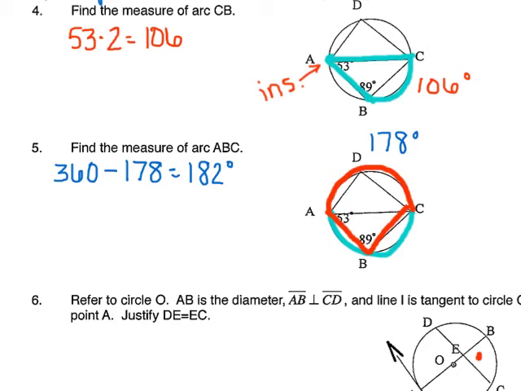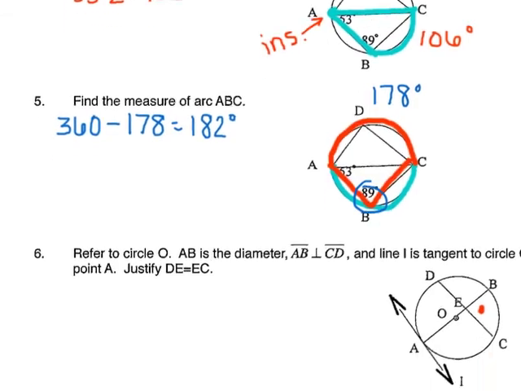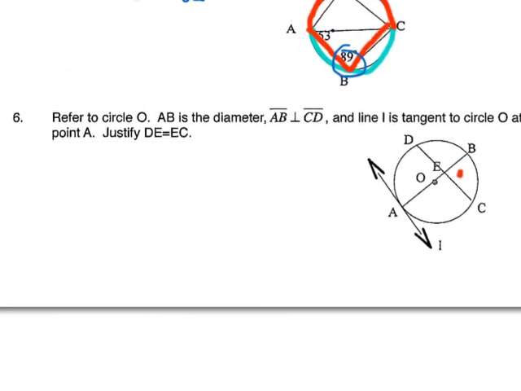So again, be careful with that one, because if you assume that that's the diameter of the circle, you would get 180. But because it gives us this 89, we can't necessarily assume that. So just be careful with that. Okay, let's take a look at number 6.